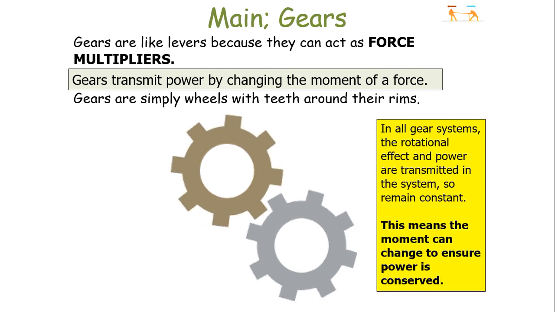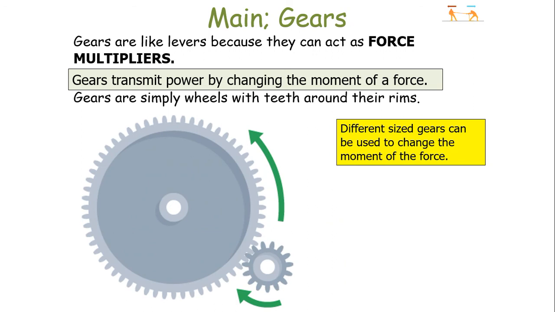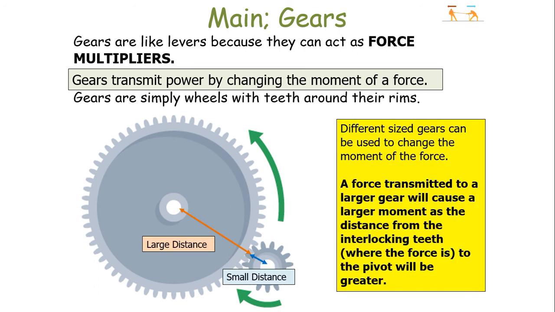So let's have a look at what's going on. Now, different size gears can be used to change the moment of the force. So in a gear, the moments can actually change. So in a lever, they can't change, but in a gear, they can change. Now, if you look here, look at these two wheels. Now, there's a large wheel and there's a small wheel.